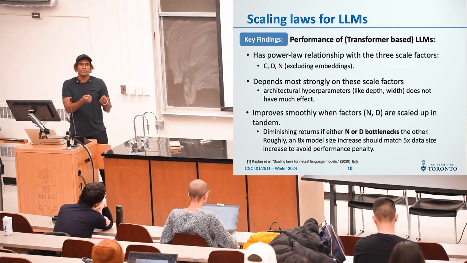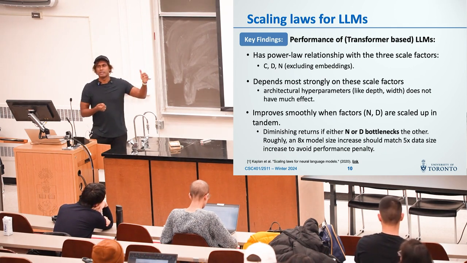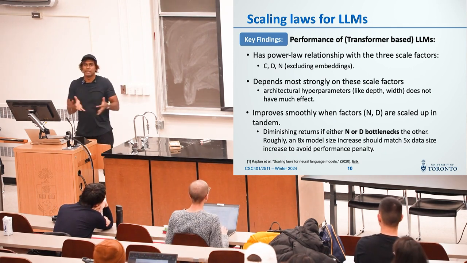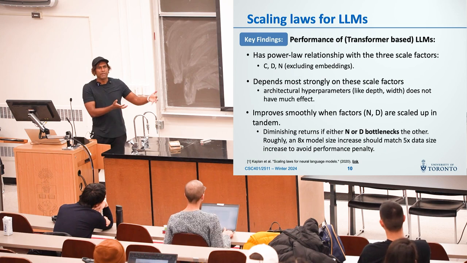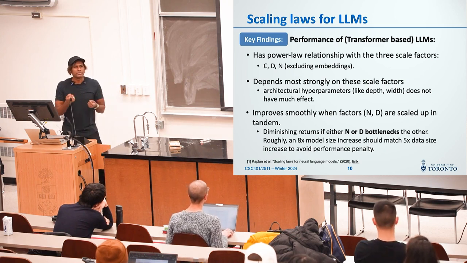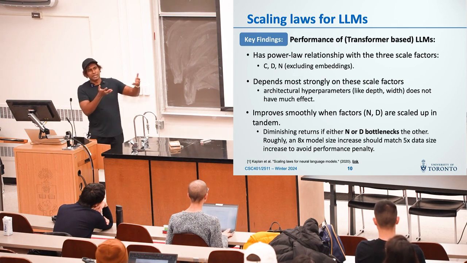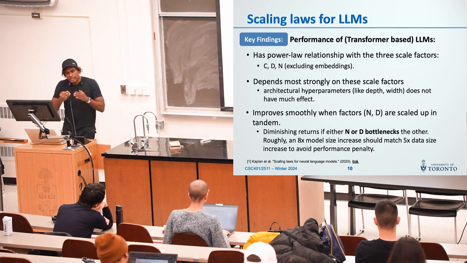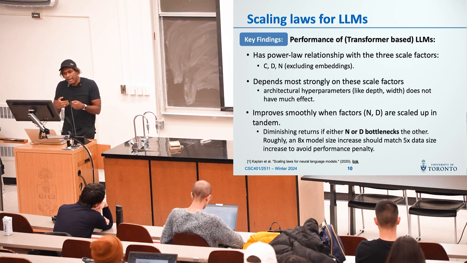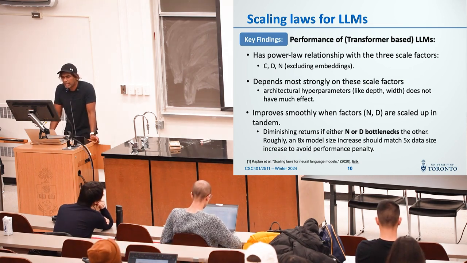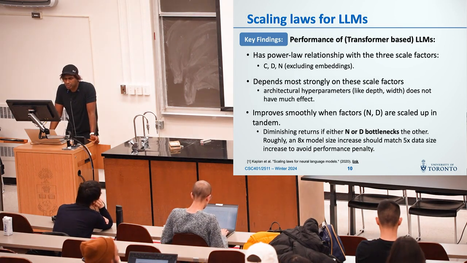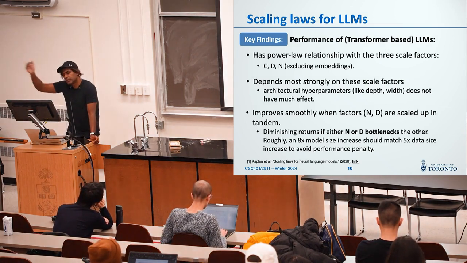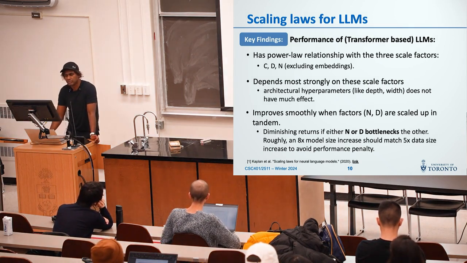Let's say you're training a GPT-3 model, 175 billion parameters, with the Hansard dataset, as opposed to the T5 dataset. You're not going to get much of an improvement, right? Because GPT-3 is going to memorize the dataset, but it's not going to do anything. So the dataset size, or the number of tokens used for training, has to increase as well. Roughly, they propose that an 8 times model size increment should match a 5 times data size increment to avoid a performance penalty.